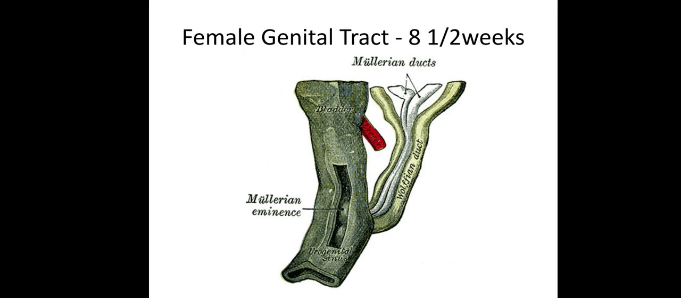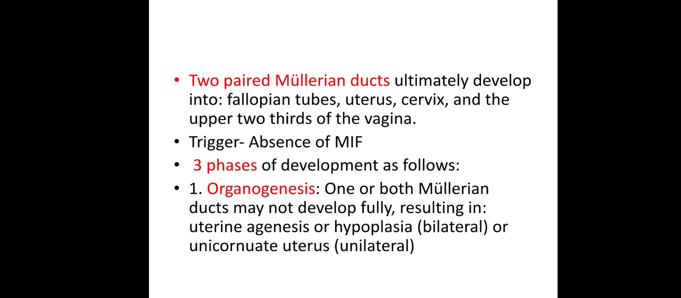So it is going to form into the upper 2/3 of the vagina. So the two paired Mullerian ducts ultimately develop into fallopian tubes, uterus, cervix, and the upper 2/3 of the vagina. The trigger, as we said, is the absence of Mullerian inhibiting factor. There is no testis, which means there is no Mullerian inhibiting factor, and so it develops into the Mullerian tract.